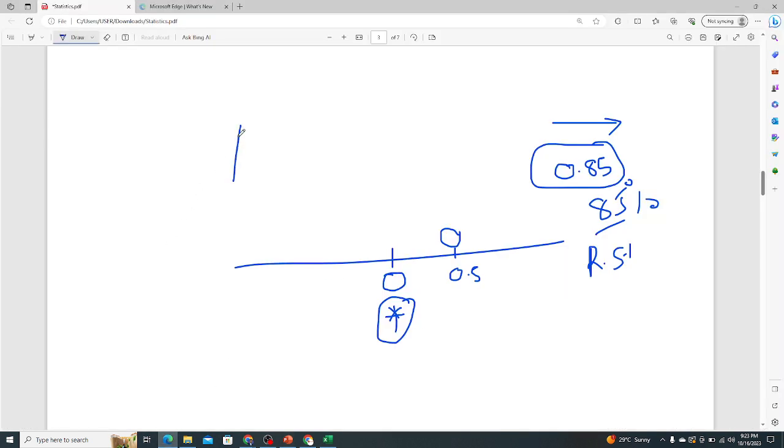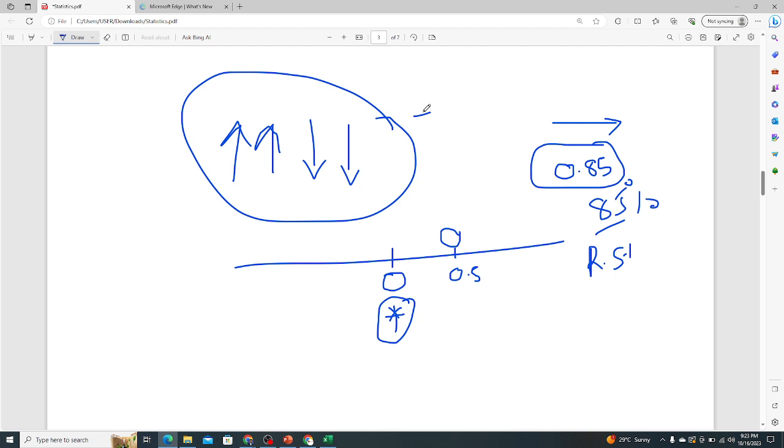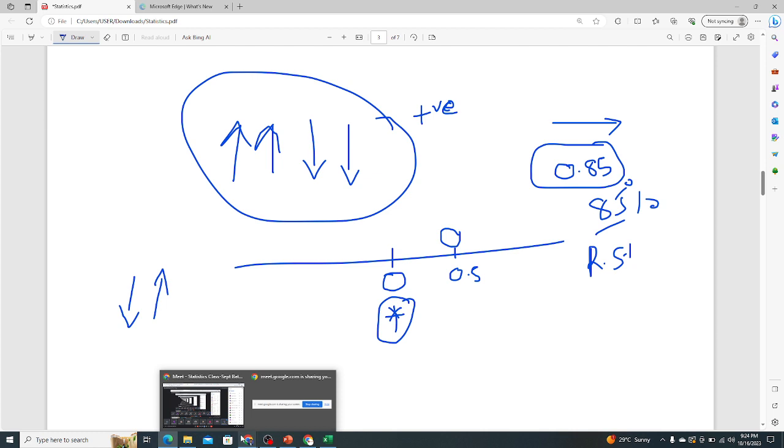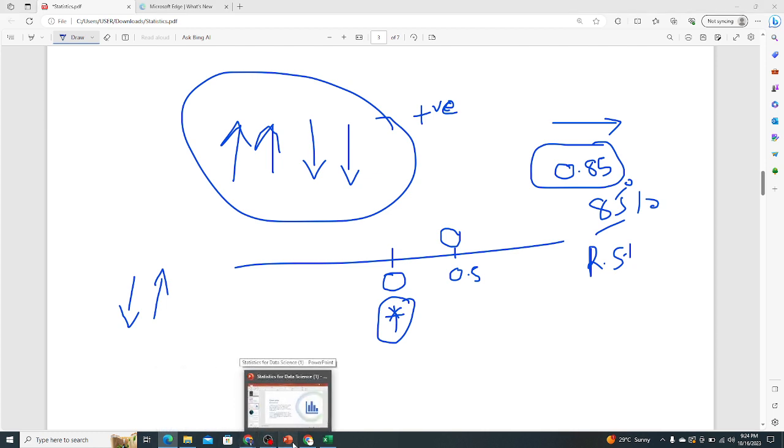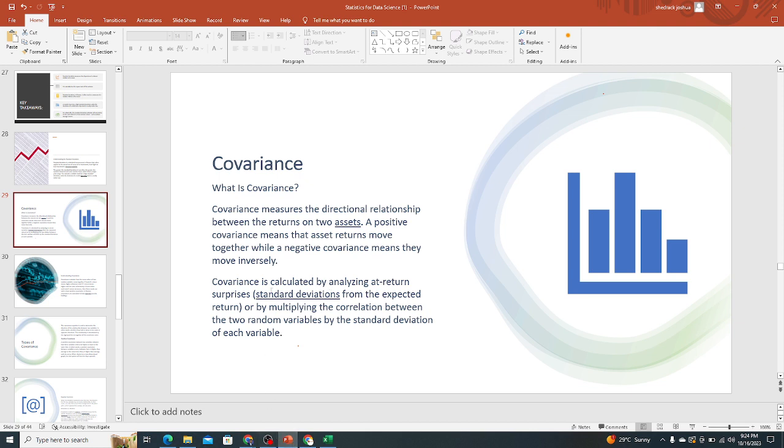If they are moving in one direction, be it positive or negative, we say we have a positive covariance. If we have an inverse relationship, meaning one variable is increasing as the other is decreasing, then we will say it is a negative covariance. Covariance is calculated by analyzing the standard deviations from the expected return, or by multiplying the correlation between two random variables by the standard deviation of each variable.